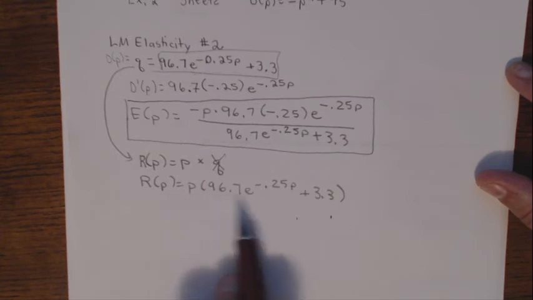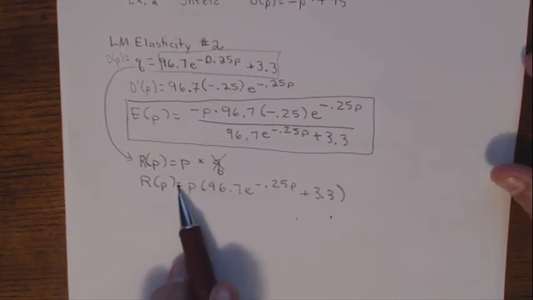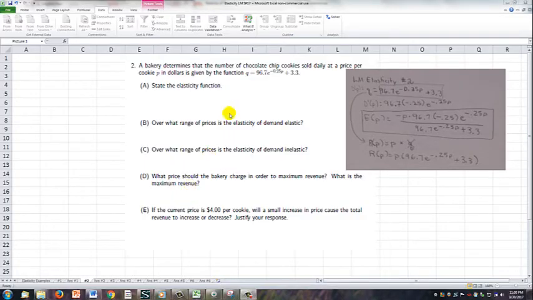And we could use Excel to build this, but I just wanted to review that with you. Okay, so we'll go back to Excel now. We're talking about chocolate chip cookies, and we have already stated the elasticity function, and now we need to find what range of prices the elasticity of demand is elastic and inelastic.